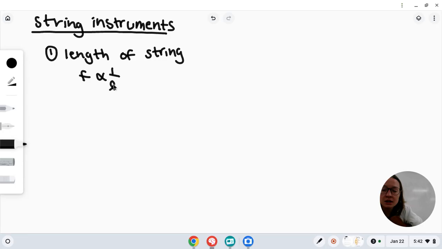Let's talk about another thing that matters. Another thing that matters is the amount of tension in the string. Now, if I wanted to change the force of tension in the string, I could do it by changing this little tuning peg here. So watch what happens as I twist it.